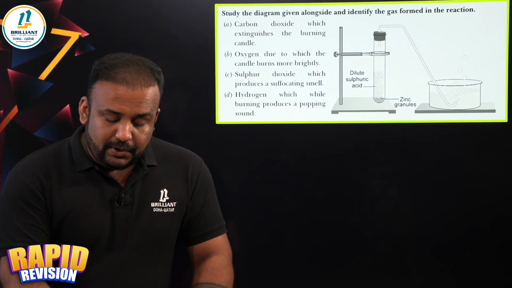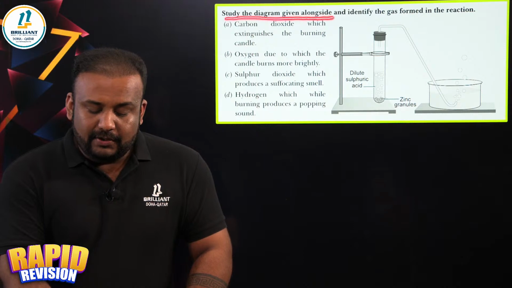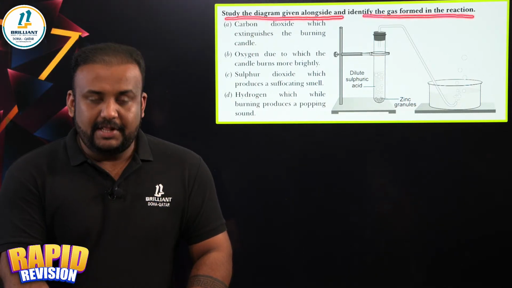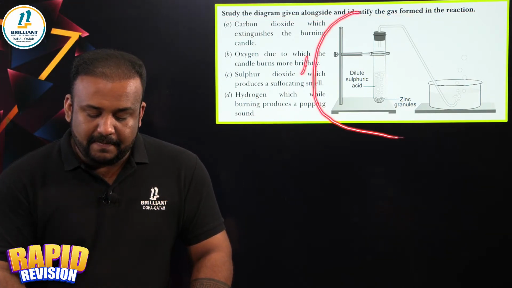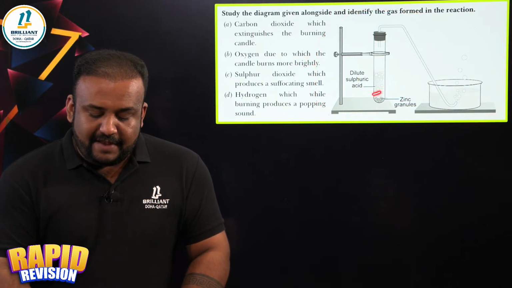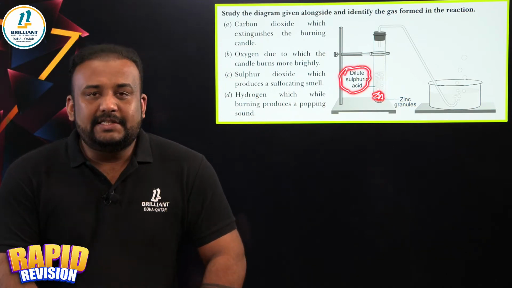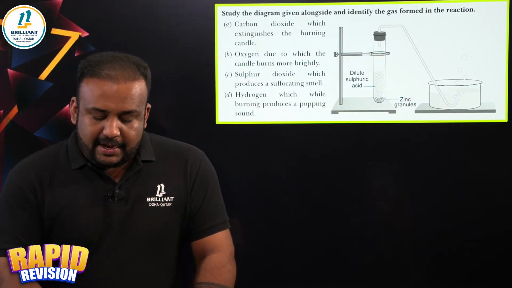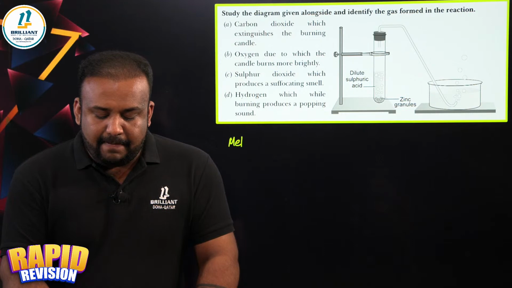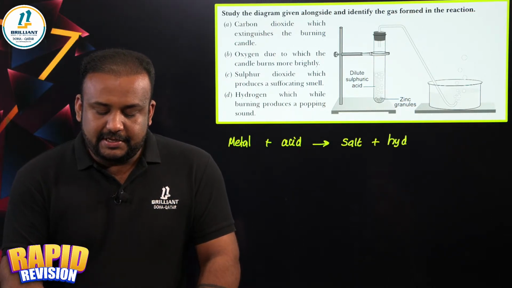Okay, so let's go to question number 1. Study the diagram given alongside and identify the gas formed in the reaction. So here you can see that there is a reaction mixture given, and in this mixture we have some zinc granules added to dilute sulfuric acid. This is one of the most important reactions in chemistry. We know that whenever we take a metal and add it to an acid, we will get salt and hydrogen.